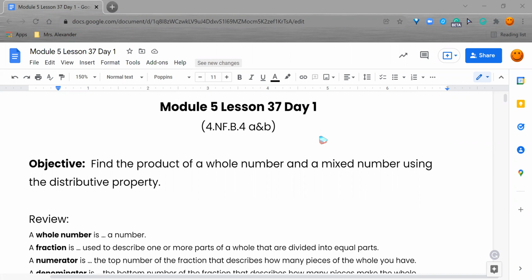When we see "Day 1," we already know the lesson is split in two so that we have time to practice and hopefully master the concept. Our objective today is to find the product of a whole number and a mixed number using the distributive property.